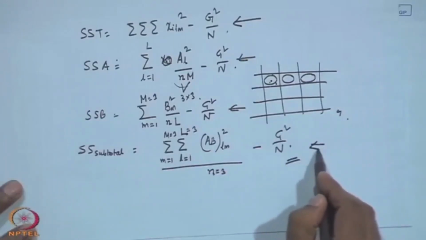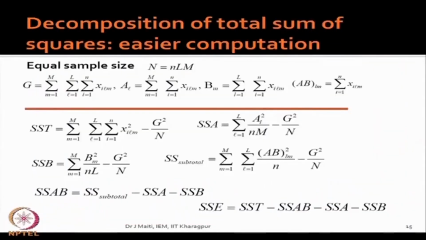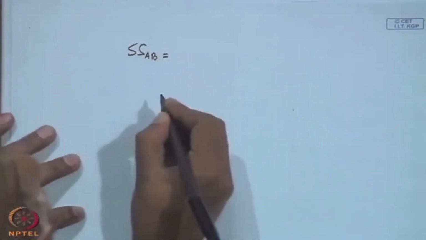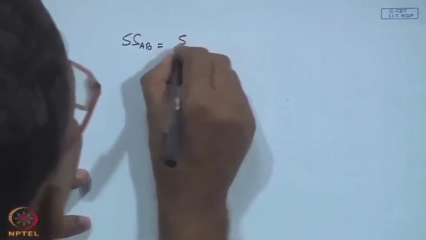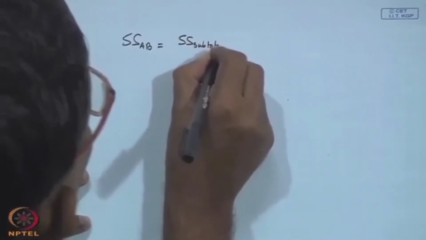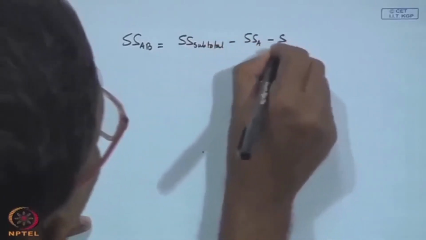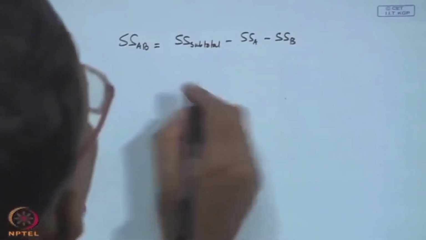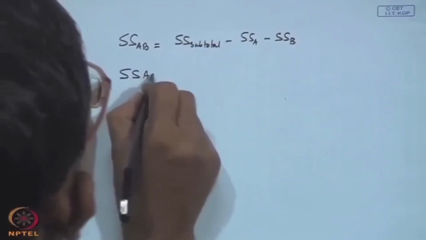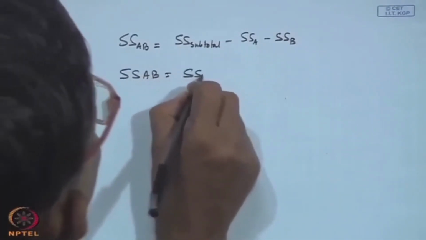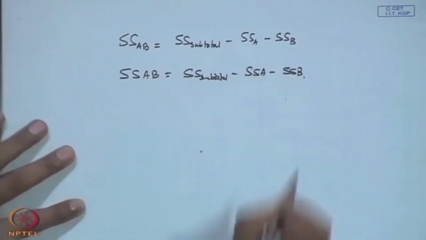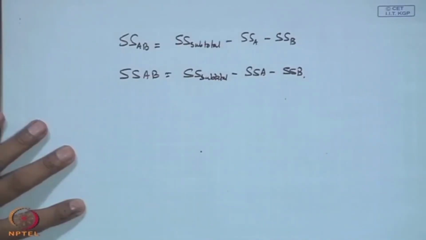So you will get the subtotal, and once you get it, you are in a position to calculate the interaction parameter SSAB. SSAB will be SS subtotal minus SSA minus SSB. Okay. In this way you can write it, or the way we have written it first: SSAB equals SS subtotal minus SSA minus SSB.